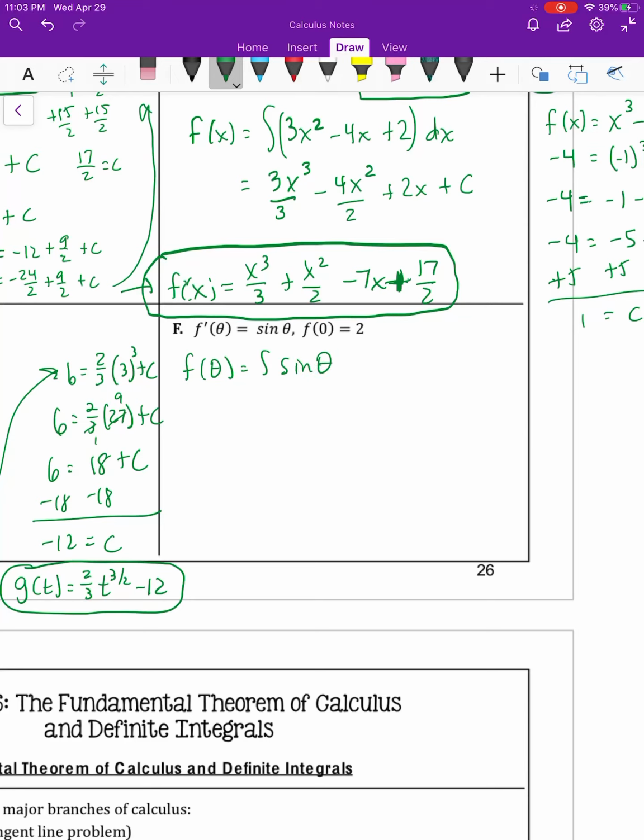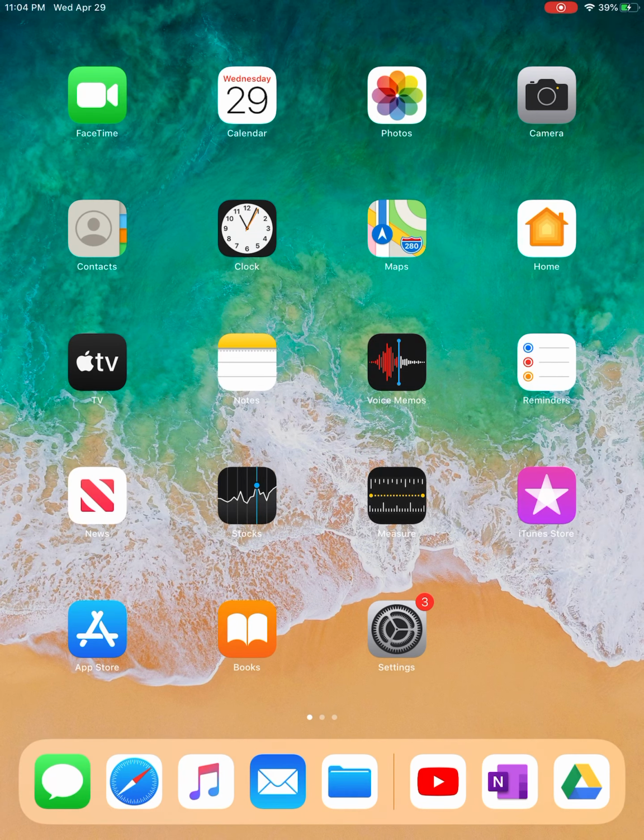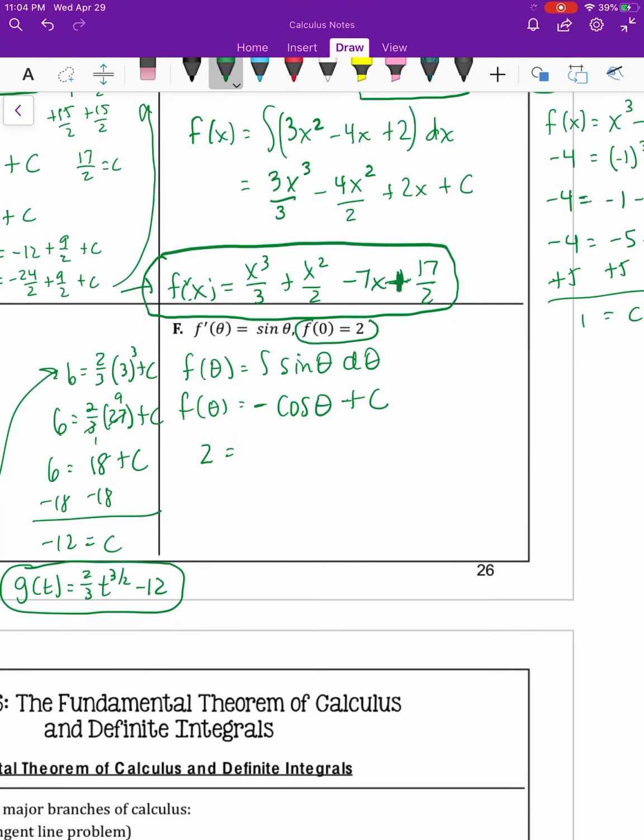Okay. And the last one. So our f of theta is the integral of sine theta d theta. So f of theta is, now, what can I take the derivative of that will give me positive sine? That should be negative cosine plus c. So that's your general solution.